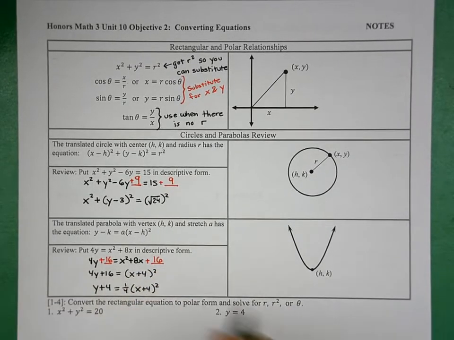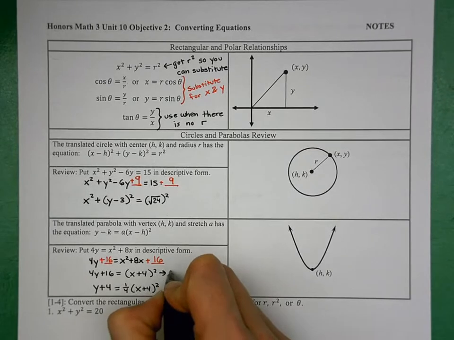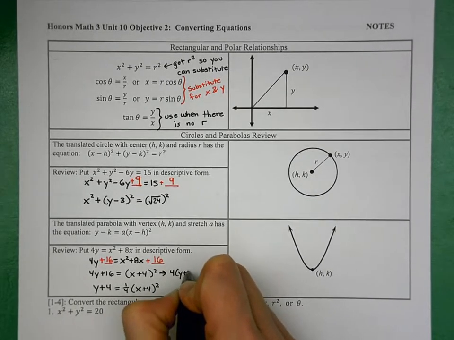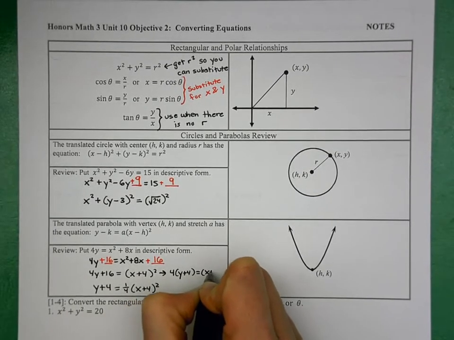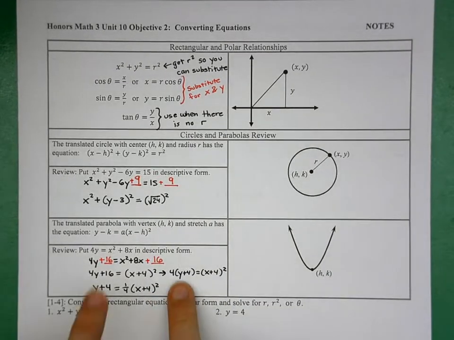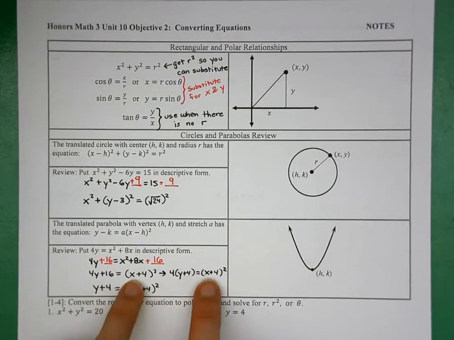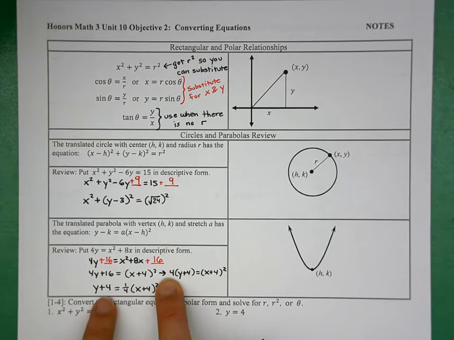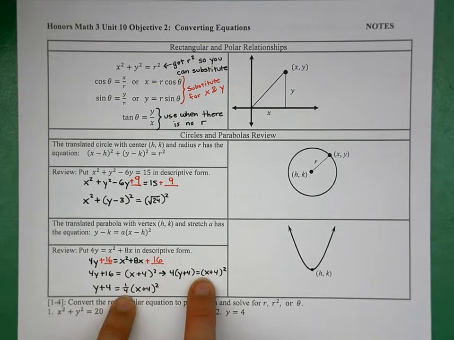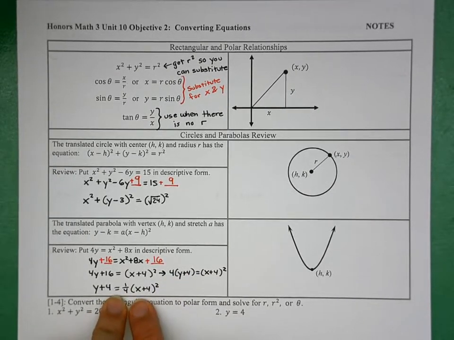And actually, let me go ahead and show that factor step just to make sure people are good with that. Factoring the 4 out. All right, so we factored the 4 out here, y plus 4, and then divided that 4 over to the other side of our equation. And so now we're in our (h, k) form. My h would be negative 4, my k would be negative 4, and my a would be 1/4. Okay?